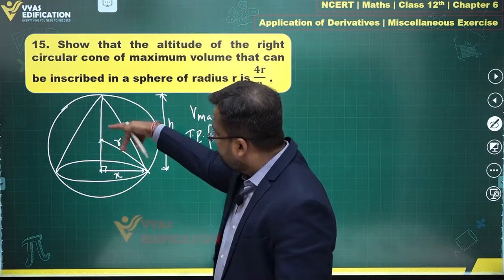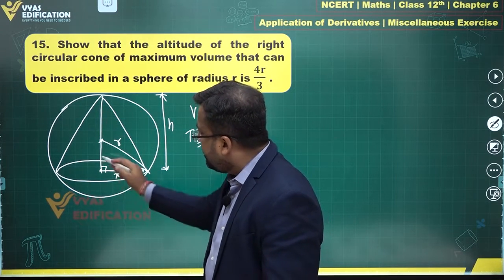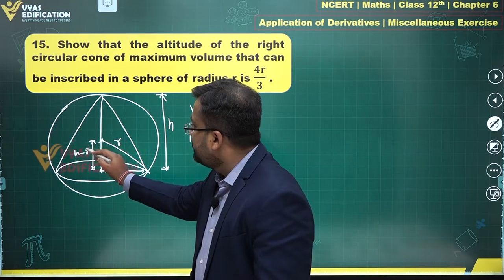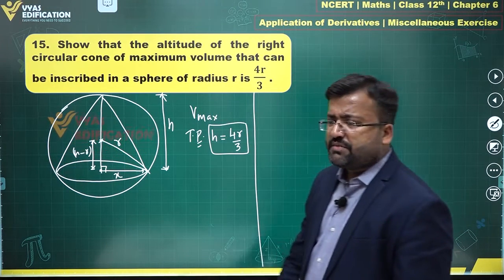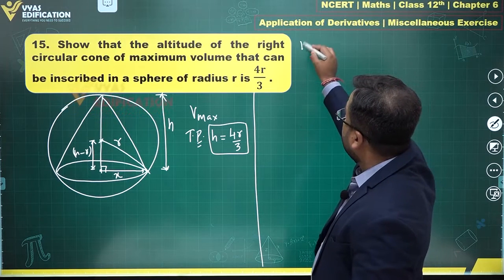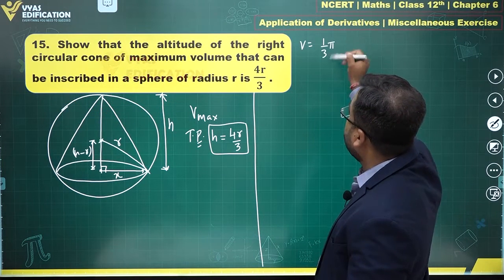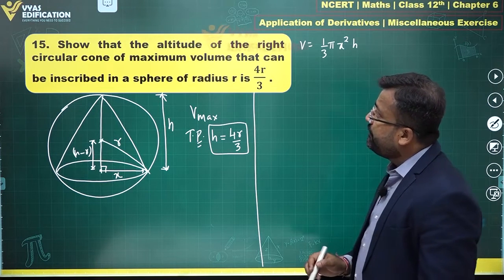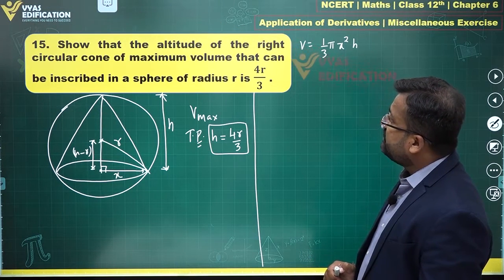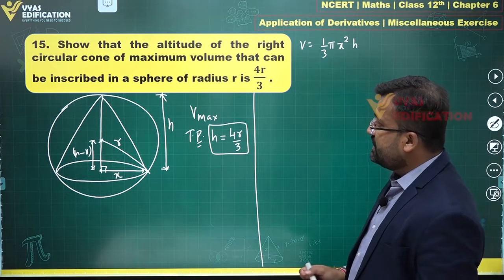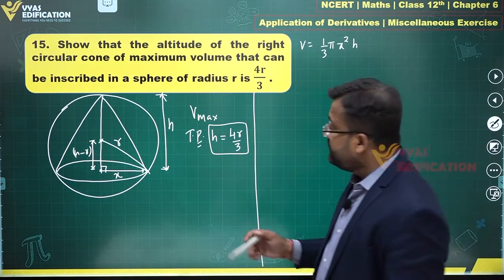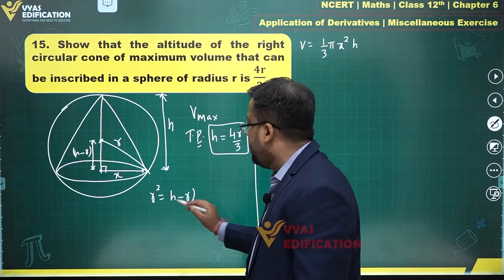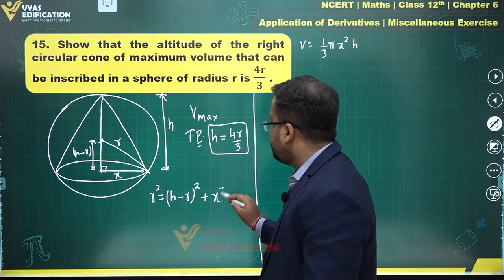This is h, this is r, so this becomes h minus r in this right angle triangle. H minus r, and I can get a relation easily between h minus r and this. What about the volume of the cone? Volume of the cone is 1 by 3 pi r square. Instead of r, we have x square, and this is h, right? Altitude of the right circular cone of maximum volume that can be inscribed in this. Given the radius r of the sphere, I have one relation. What is that? R square is equal to h minus r whole square plus x square, right?